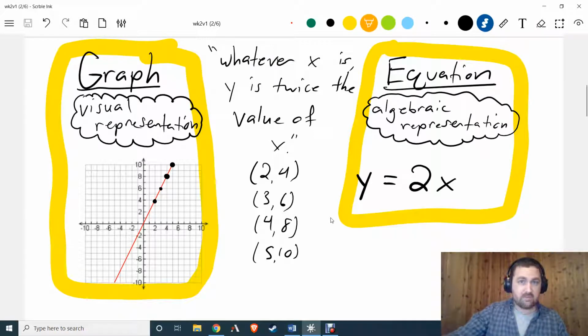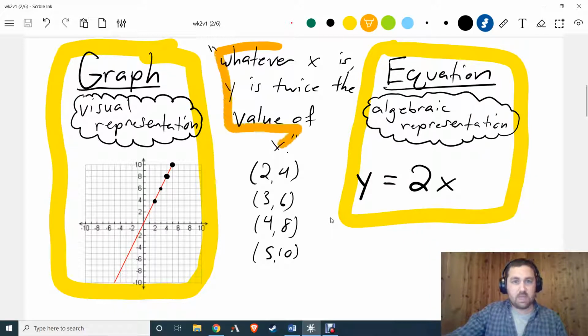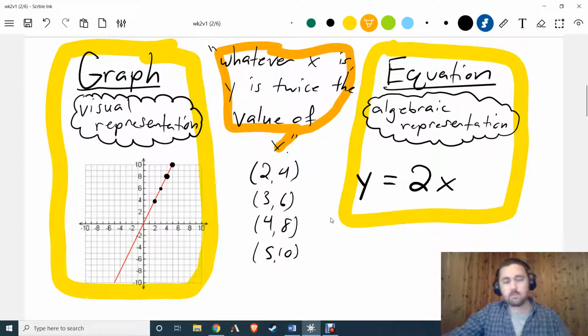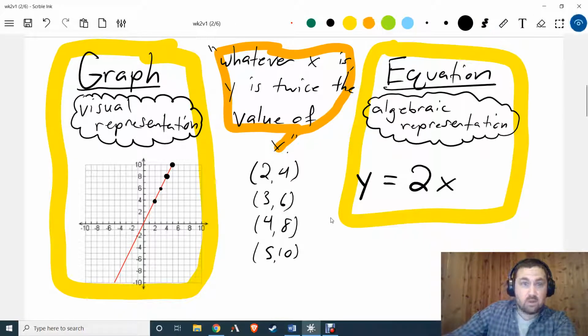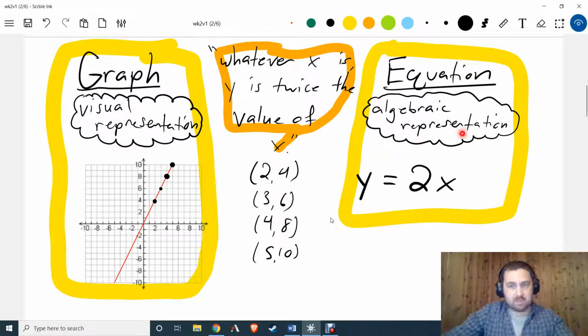So we talked about the idea of having a verbal representation, which is explaining the relation in words, like we did here. We've talked about having a visual representation, which is also a graph. And we've talked about having an algebraic representation, which is an equation. And so the idea is that this graph, this verbal representation, and this equation all represent the same relation.